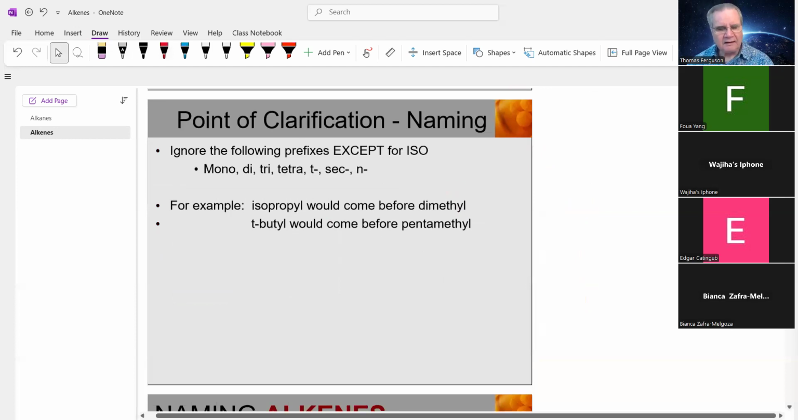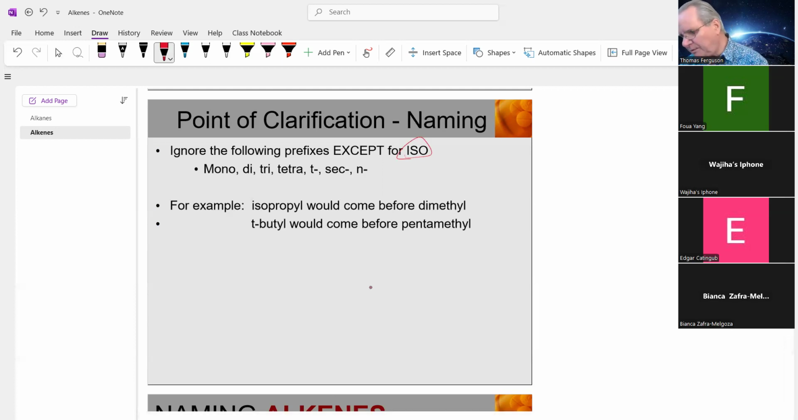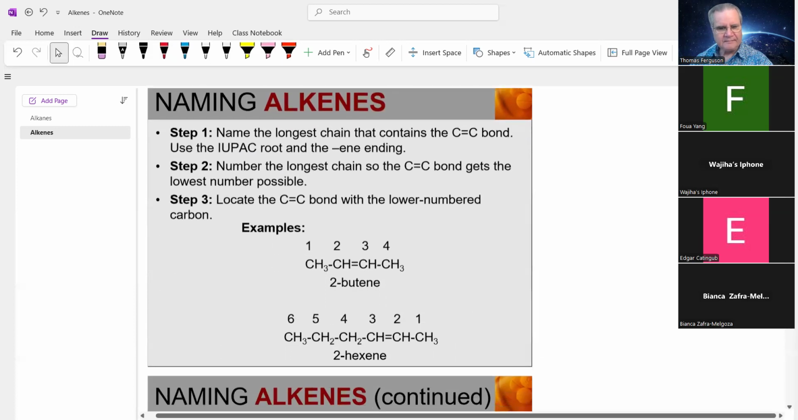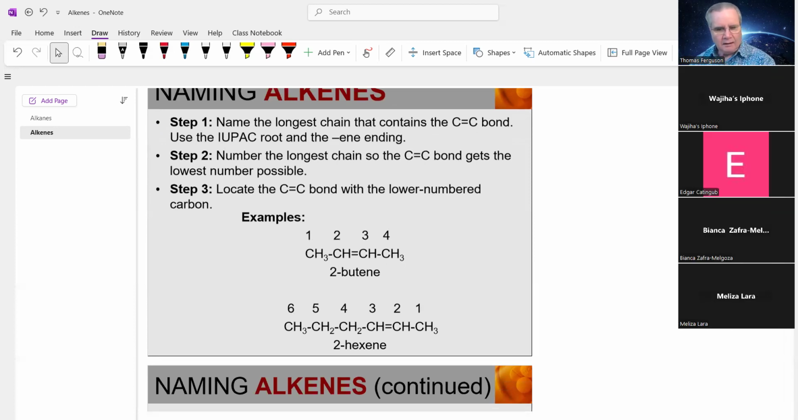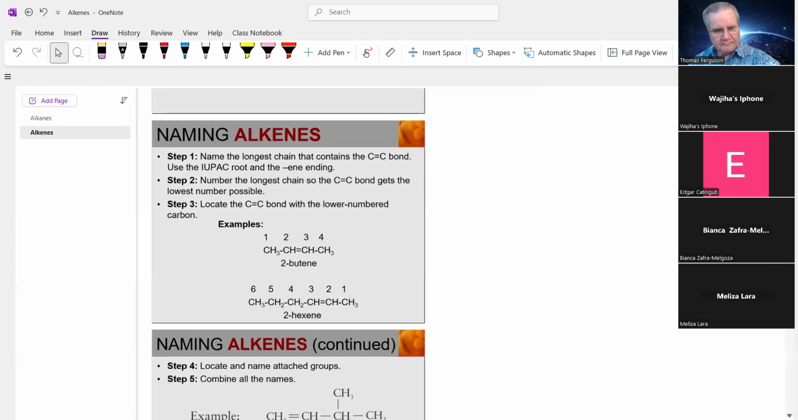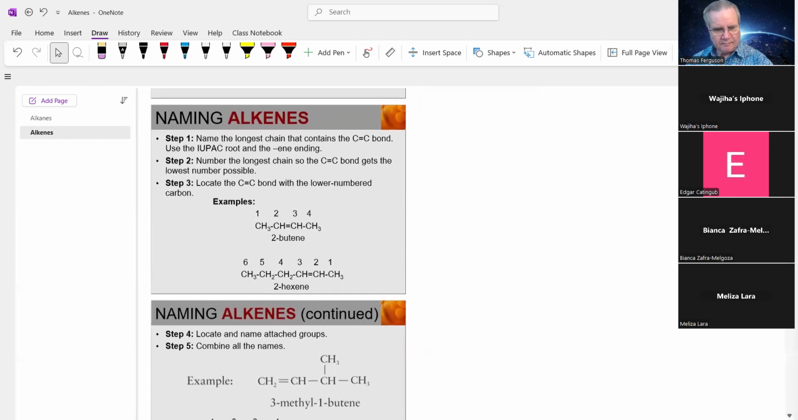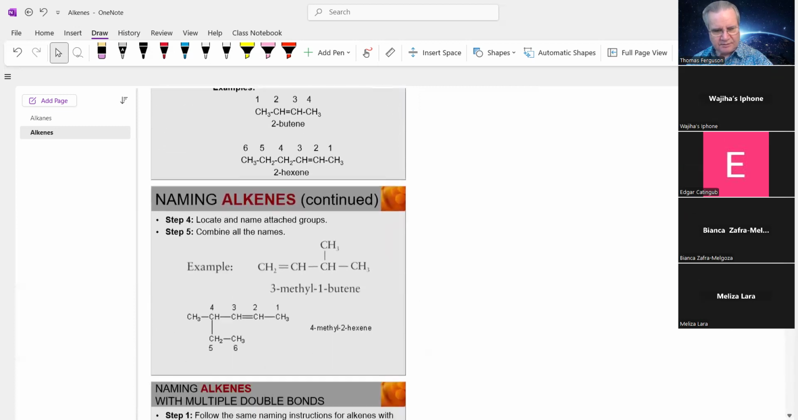Another point I want to make is that everything is in alphabetical order when we're naming, except for some things starting with iso, like isopropyl or isobutyl. Naming alkenes is basically three parts. The first part is always the branching. Let's do this one here.